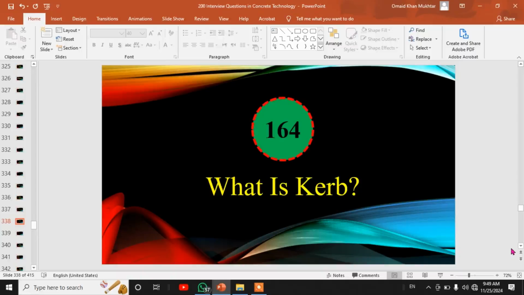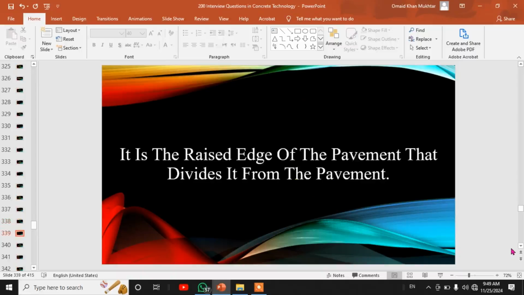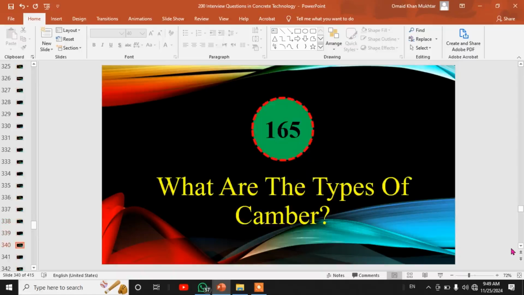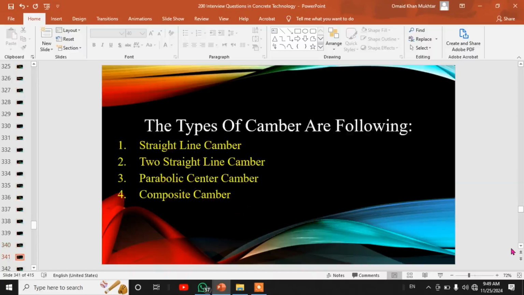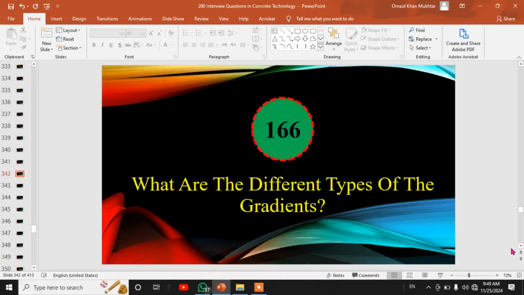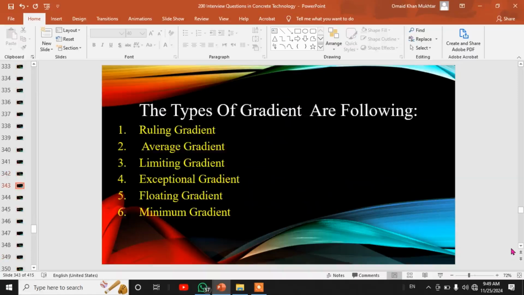164th. What is camber? It is the raised edge of the pavement that divides it from the pavement. 165th. What are the types of camber? The types of camber are following: first, straight line camber; second, two straight line camber; third, parabolic center camber; fourth, composite camber. 166. What are the different types of gradients? The types of gradient are following: ruling gradient, average gradient, limiting gradient, exceptional gradient, floating gradient, minimum gradient.